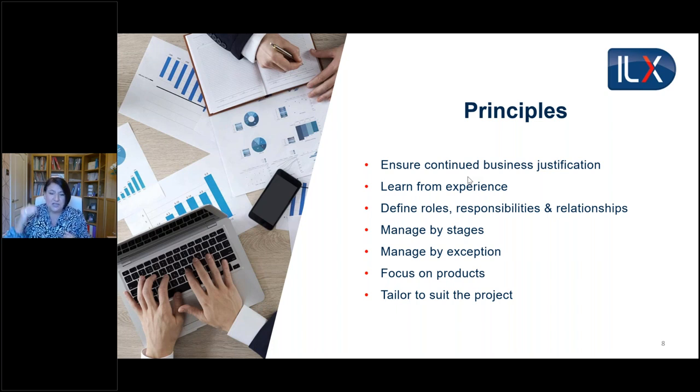Manage by exception is about the delegation downwards within the project. So we've got different management levels and we have the work and the targets delegated down on the understanding that if there's any problems with those targets, that is escalated back upwards immediately. Focus on products is about making sure we understand, well, what is the end product that we're trying to achieve? And also, what are all the other products that's needed to deliver that end product?